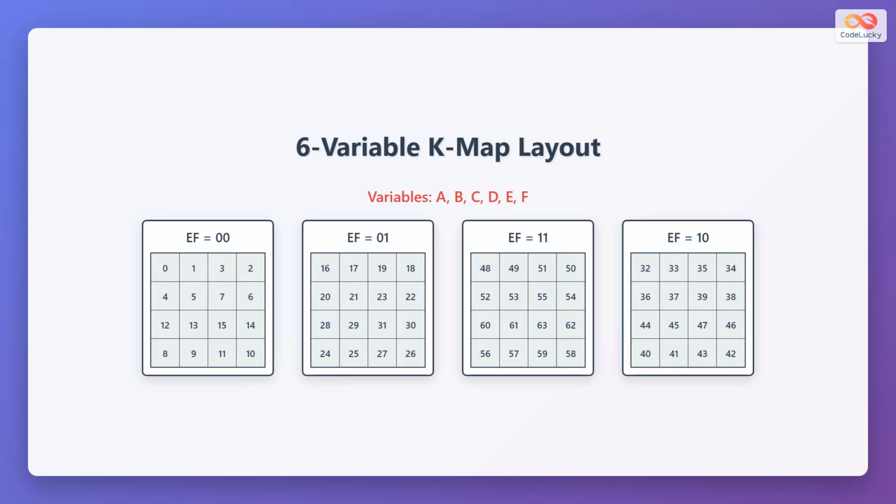This slide shows the layout for a 6-variable K-map, designed for simplifying Boolean expressions with 6 variables, a, b, c, d, e, and f. There are 4 4x4 K-maps arranged in a grid. The maps are labeled as EF=00, EF=01, EF=11, and EF=10. Each cell within these maps is numbered to represent the min-terms from 0 to 63, facilitating the grouping and simplification of Boolean functions.